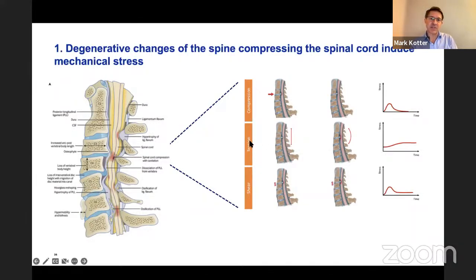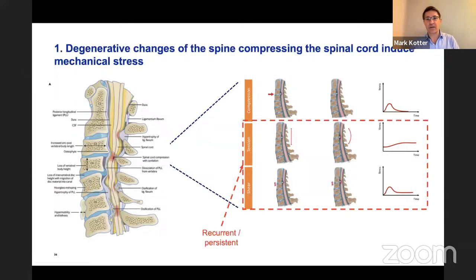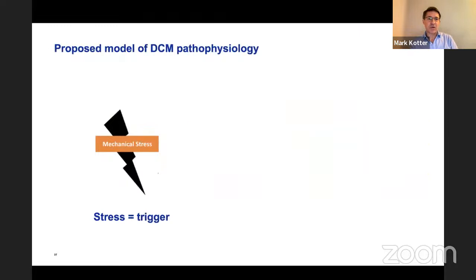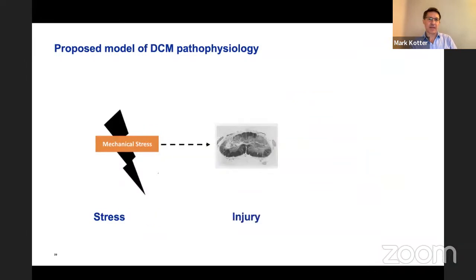However, when you look at tension and shear stress, you can easily see that this is something that's going to be recurrent every time, for example, we move our heads. The spinal cord goes up and down, and the ridges, the areas of compression, will exert tension and shear stress on the spinal cord. So probably these are important drivers of this. This stress is what we call a trigger. It's not the cause, because it doesn't directly translate into the injury that we've seen on pathological sections, for example.